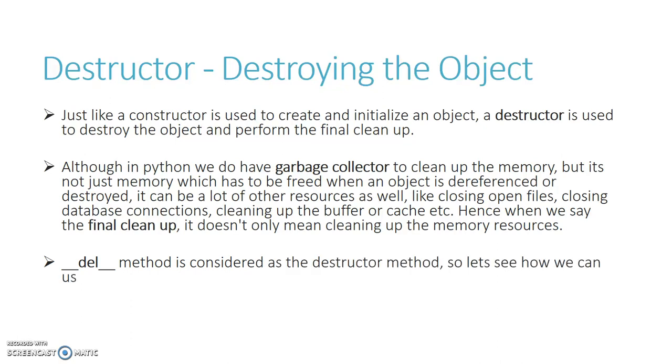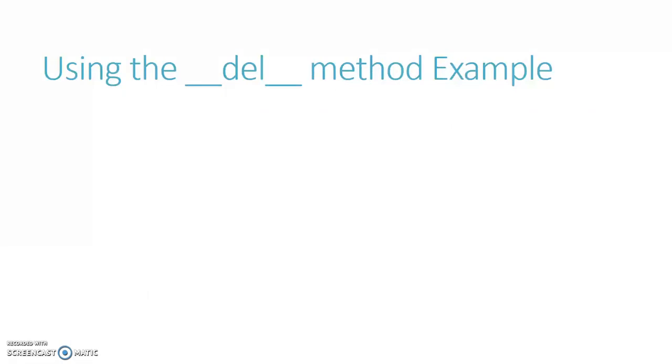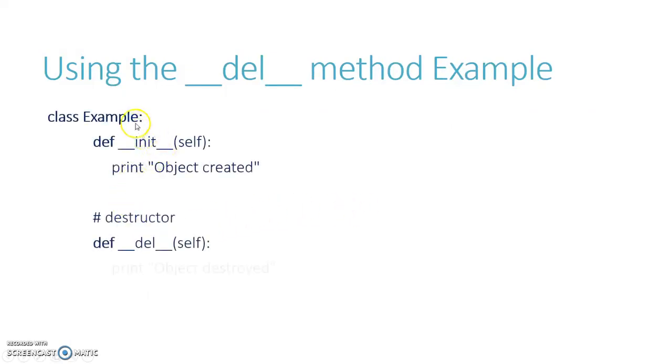So let's see how we can use this method to destroy a class object. Here is an example of a class where we have created a class using the init method which prints "object created". Now we have declared a special method called __del__, which starts with a double underscore and ends with a double underscore, and it prints "object destroyed" whenever an object of this class is deleted, manually, explicitly or implicitly.